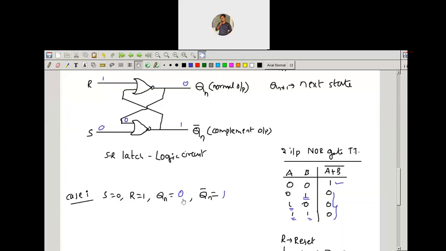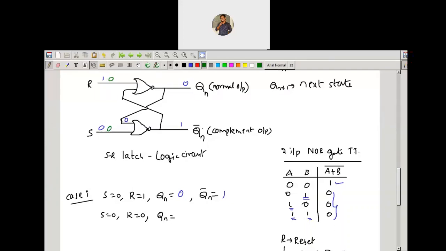Okay. Now if I take this as the present output, Qn equals 0, Qn bar equals 1. Then if I make S value 0, R value 0, that is if I reset the inputs here, reset means we are removing the inputs here. Now I am removing the inputs, which means you are making S equal 0, R equal 0. So in this case, let us observe the output here. S value 0 and R value 0.